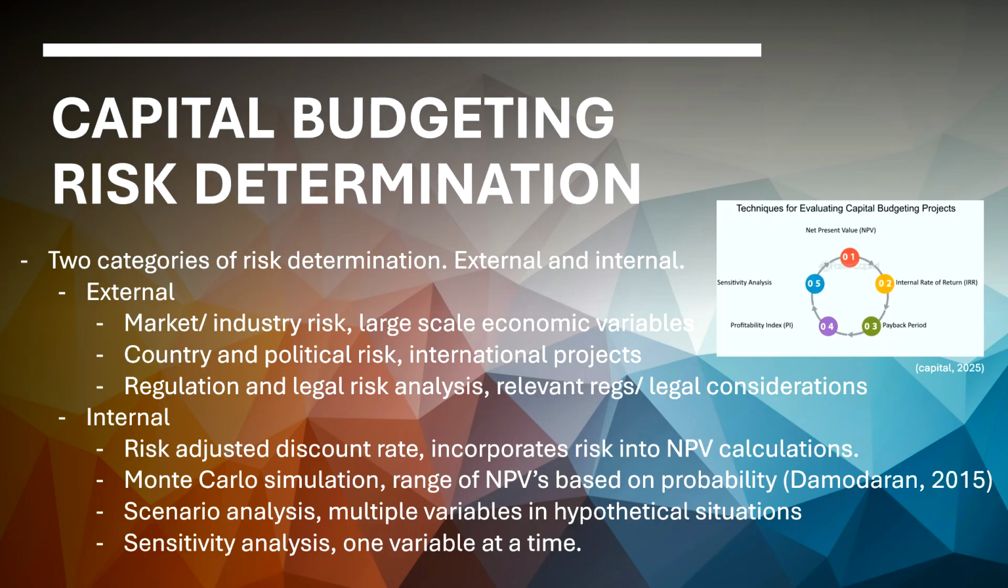Internal methods of risk determination are more numerical in nature. For example, risk-adjusted discount rates factor in discount rates for NPV calculations. Higher risks are often given higher discount rates, seen in the required rate of return. The problem with this method is that it applies a single number to risk, which can oversimplify the risk, and there could be subjectivity based on judgment from management and not numerical data.